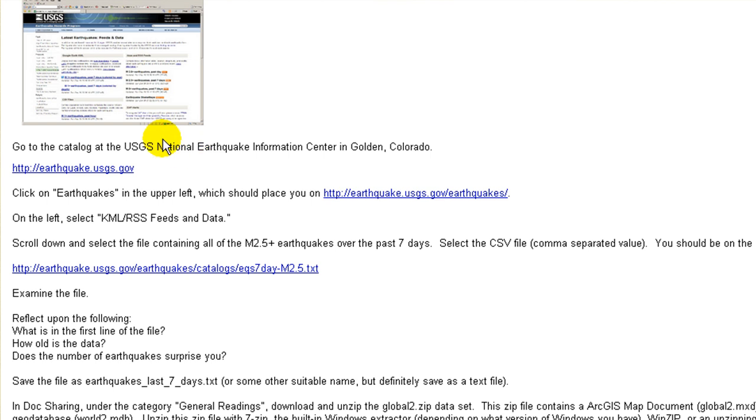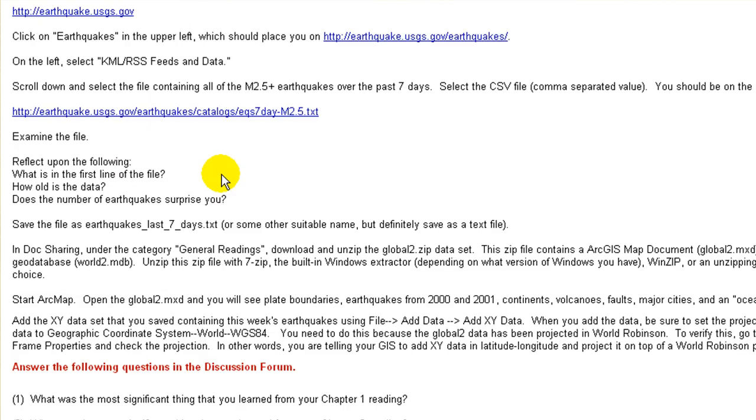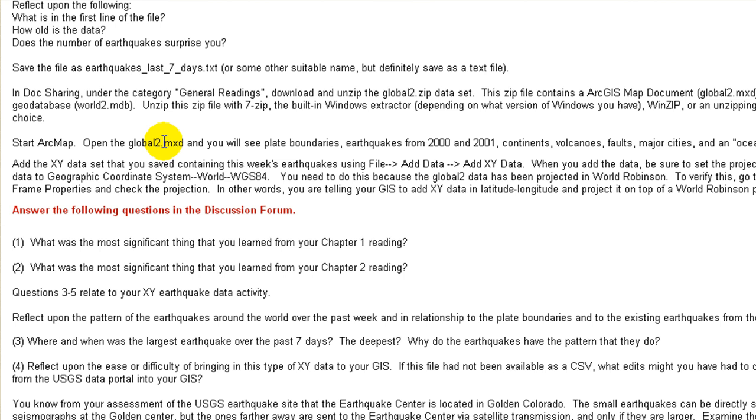So then I provide some guidelines as far as how to go to the catalog at the USGS Earthquake Center and selecting the KML RSS feeds and data, formatting that file, and bringing it into ArcGIS desktop. Add the XY dataset you have saved containing this week's earthquakes using File, Add Data, Add XY Data.